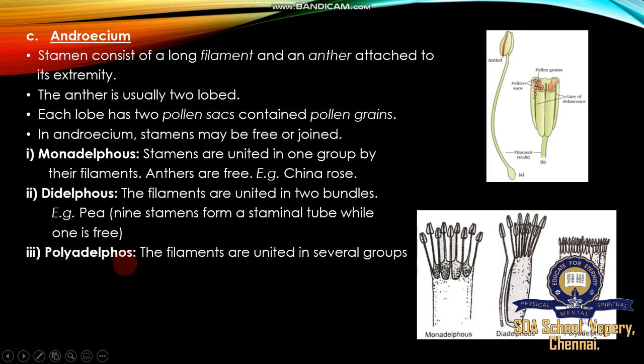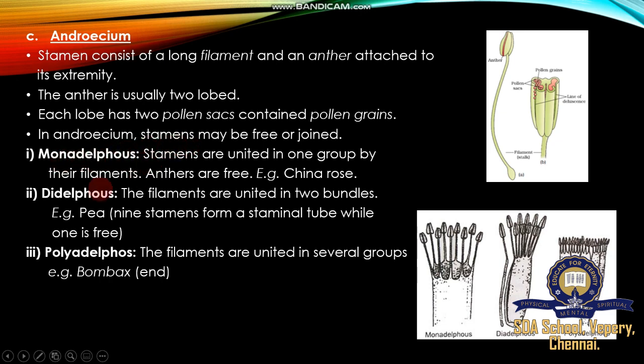Then polyadelphous, where the filaments are united in several groups. Example, bombax. Here polyadelphous means groups of stamens form several bundles. So the filaments are united in several groups. Example, bombax. So there are three kinds of stamen groups depending upon the joining.